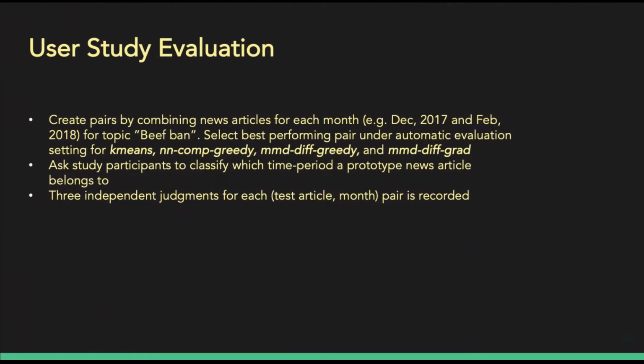And they also perform a user study. Okay, this was really confusing to read from the paper, but the gist of what they are doing is they're taking one of the news topics. The topic was beef ban. It was from, I believe, July of one year to June of the next year, or June of one year to July of the next year, for a total of 14 months.